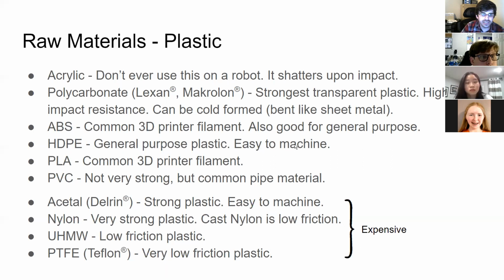HDPE is usually whitish. You might have cutting boards made out of it. It can be pretty easily machinable, and it's on the borderline of starting to be low friction.